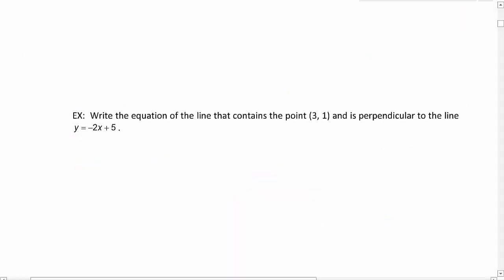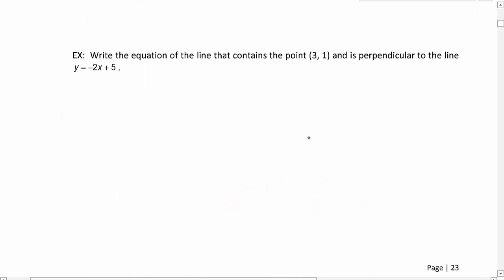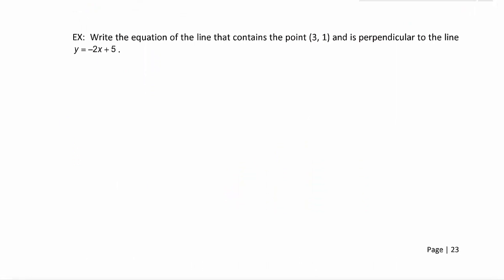All right, one more example. Let's write the equation of the line that contains the point (3, 1) and is perpendicular to the line y equals negative 2x plus 5. Well, we know in order to write the equation of a line, we have to have the slope of the line and a point. They've given us a point, but haven't explicitly given us the slope. They have, however, told us that we want to be perpendicular to the line y equals negative 2x plus 5.